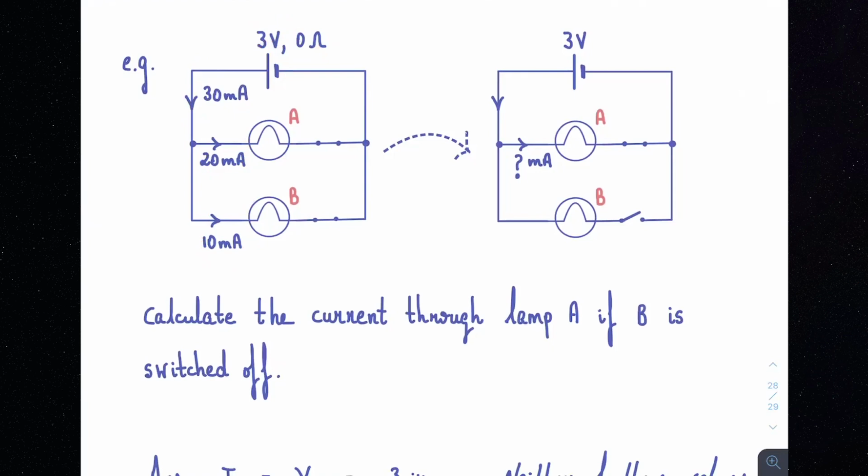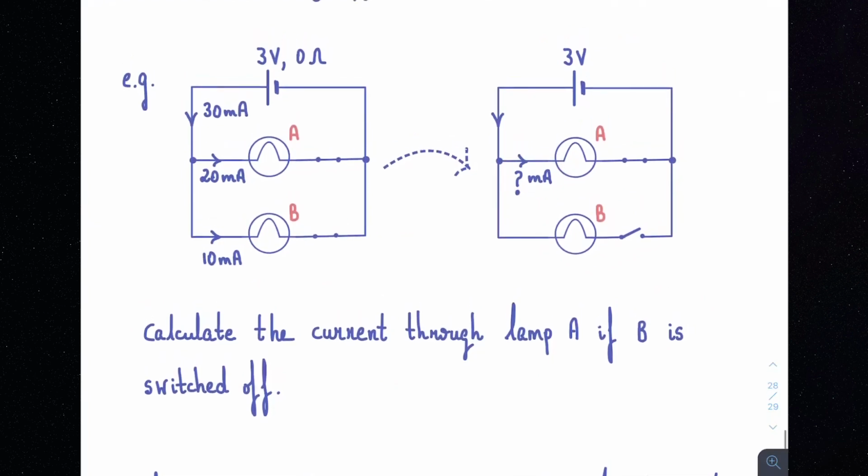The question is asking us to calculate the current through lamp A if B is switched off. So I've drawn the equivalent circuit here. So what is the current through A if no current flows through B? Now, at first, you might be tempted to say 30 milliamps. And this is because you reason out that the 30 milliamps originally drawn from the battery will now all pass through lamp A. But this is totally incorrect.